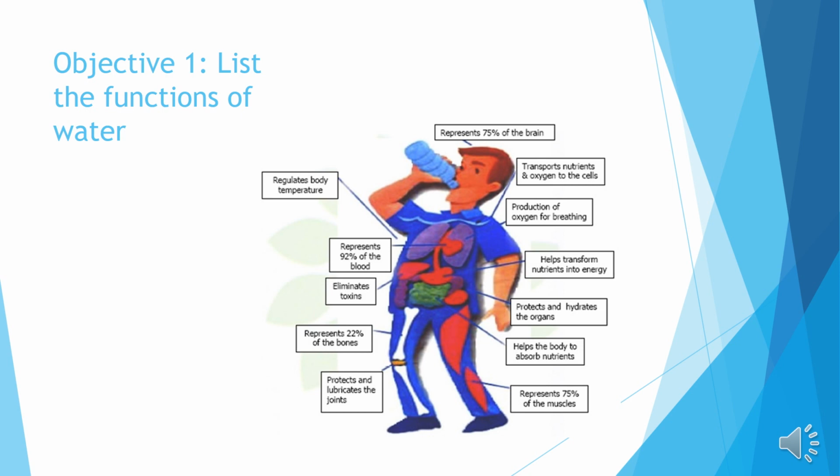75% of our muscles are comprised of water. Not only that, it's 92% of our blood. Water helps us regulate body temperature, helps eliminate toxins. It's 22% of our bones. It's also used to protect and lubricate the joints. So you can see there's really not any part of the body that's not affected somewhat by water. So it's a major component of our diet.